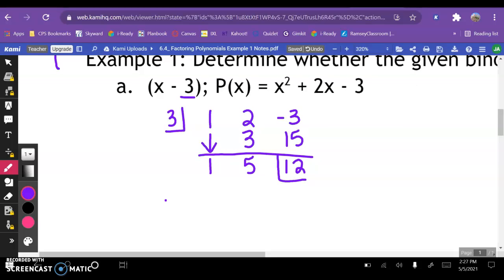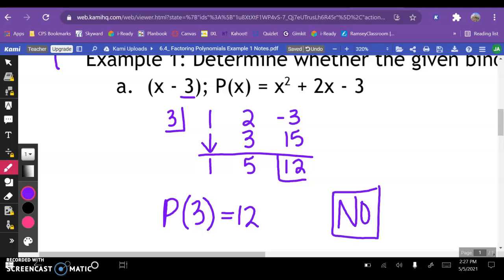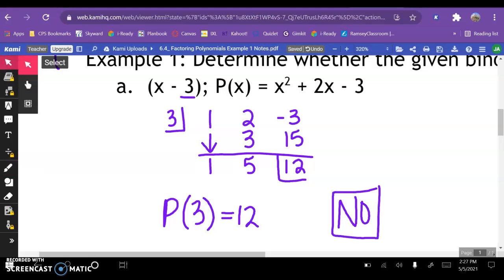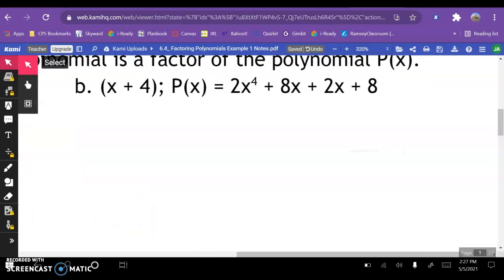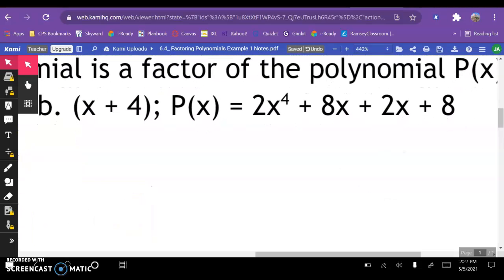So what this is saying is if I took 3 and plugged it in for x, I'm going to get an answer of 12. I'm looking for if I get an answer of 0. So we want that remainder to be 0. So is this binomial a factor of this polynomial? The answer to that question is no. It would be a yes if I got 0 where that 12 is. So let's try this one over here.